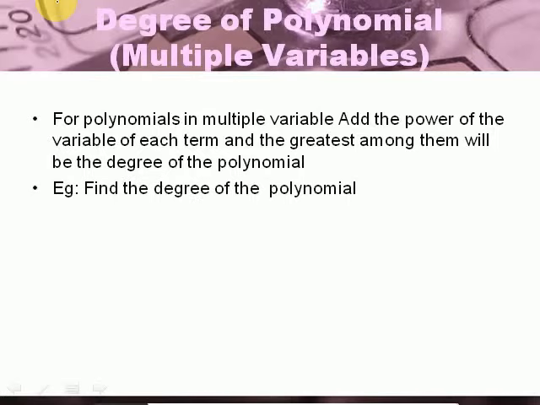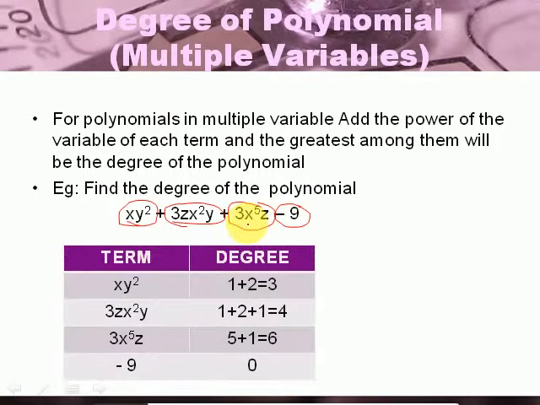It is given to us that we have to find the degree of the polynomial xy square plus 3z x square y plus 3y square z minus 9. Okay, now split it out into terms. This is one term, this is another term, this is another term, and this one is another term, minus 9. So xy square is one term, 3z x square y is another term, then 3x power 5z is another term, and minus 9 is another term. Okay, so let us put it in tabular form.